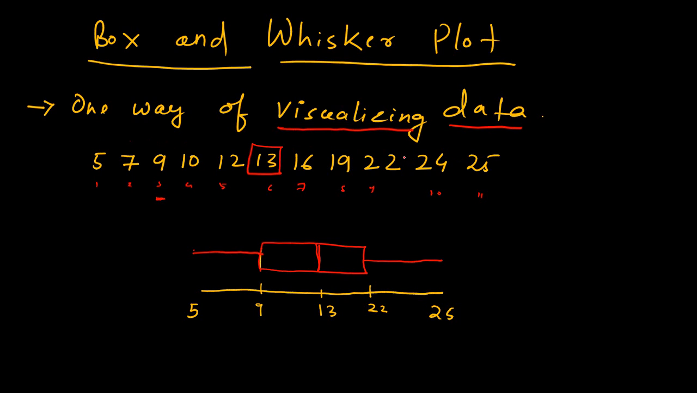Now, what is the middle number out of these 11 numbers? 13 is the middle number, because this comes at 6. This is the sixth number. So 13 is the middle number. So we call that the median.